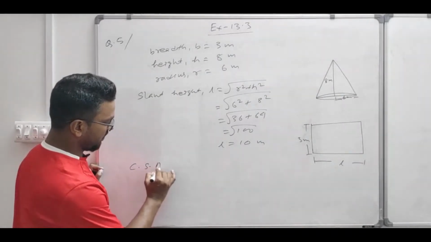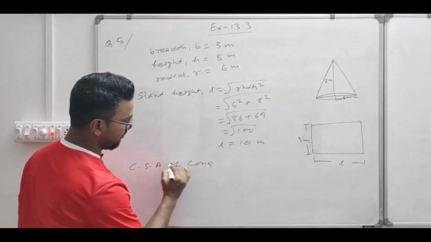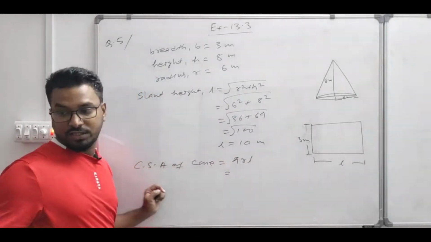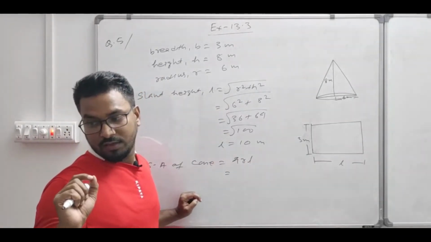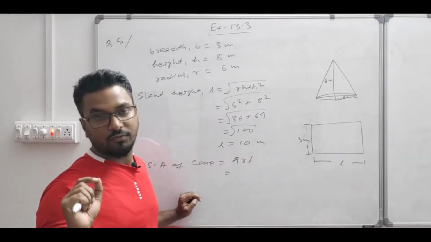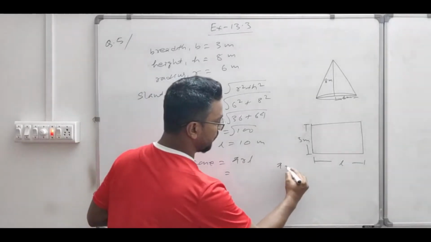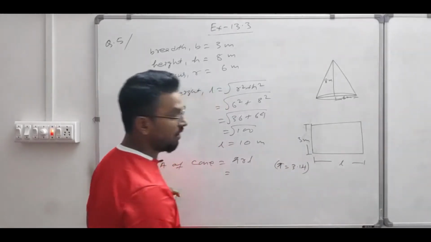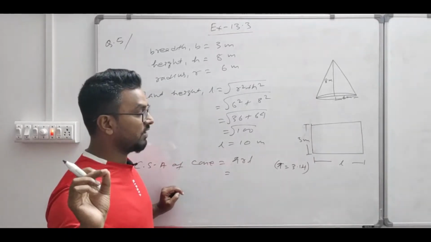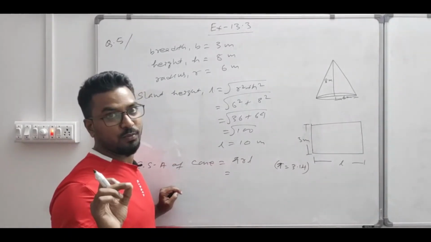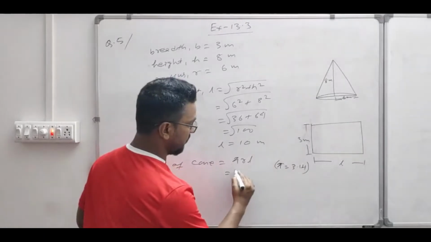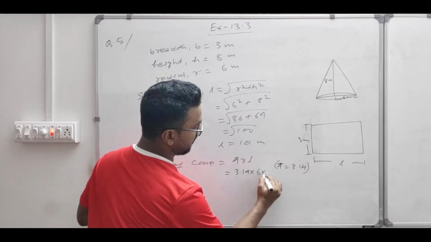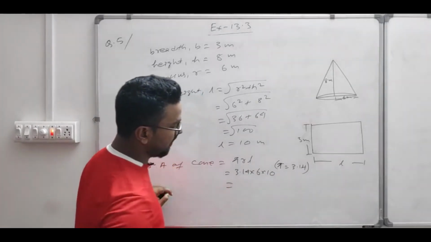So curved surface area of cone is equals to pi RL. Now here it is mentioned to use the pi value 3.14. So instead of pi, what we will put? 3.14. Unless it is mentioned, you have to use 22/7. If it is mentioned to use the pi value 3.14, we will be using this. So 3.14 into R is 6 and slant height is 10.